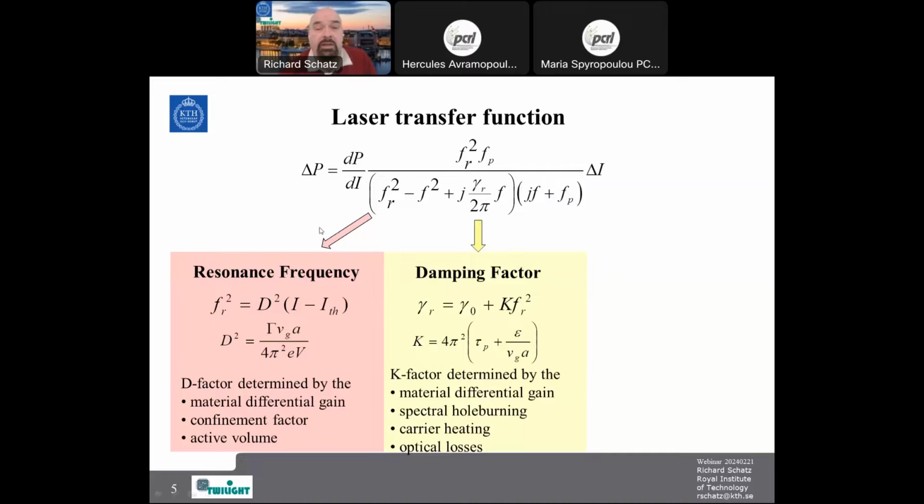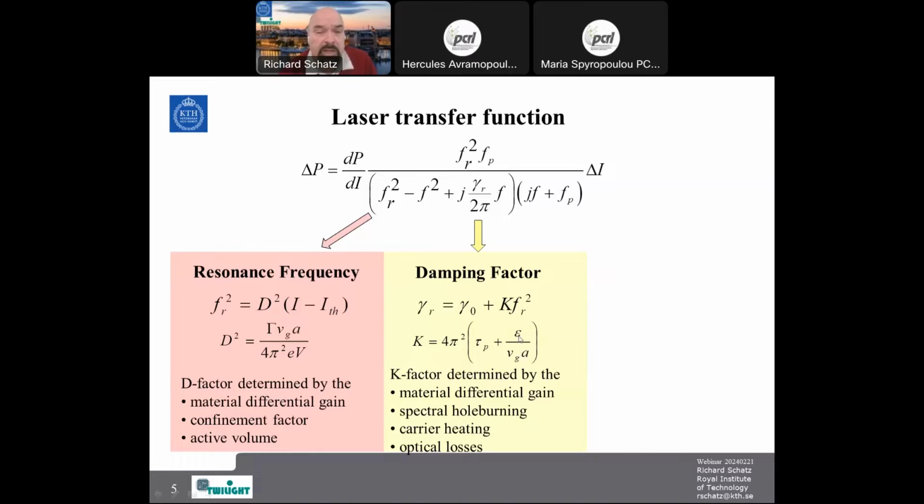Then there is another term here which gives the damping of the resonance frequency, and that can also limit the bandwidth. This damping factor, you want to have neither too small nor too large. And physically, it's given also by the differential gain. If you have a large differential gain, this K factor here, how much the damping increases with the resonance frequency squared, then decreases.